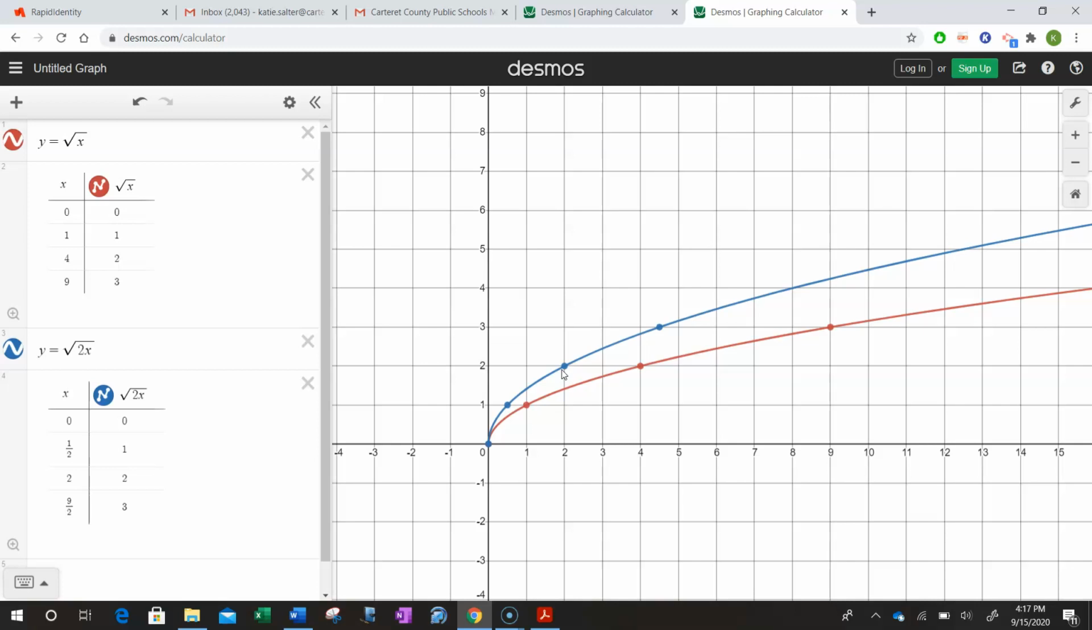We didn't double the x values. We didn't stretch it vertically by a factor of 2. We actually shrank it. Sorry, excuse me. We didn't stretch it horizontally by a factor of 2. We actually shrank it horizontally by a factor of a half.